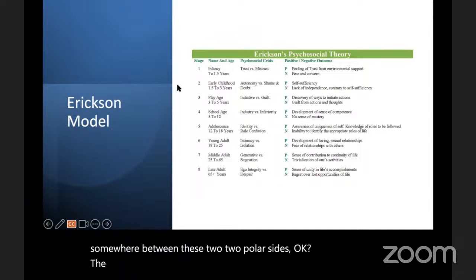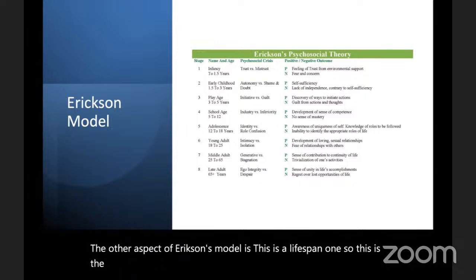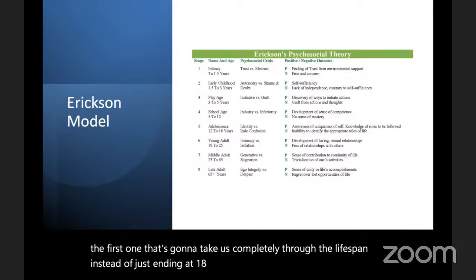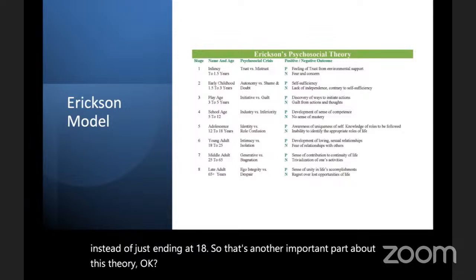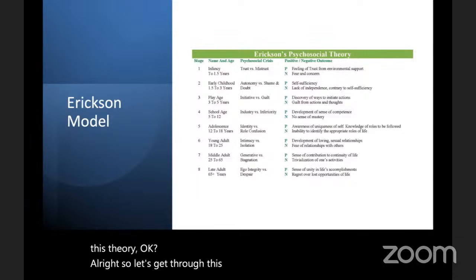The other aspect of Erickson's model is this is a lifespan one. So this is the first one that's going to take us completely through the lifespan instead of just ending at 18. So that's another important part about this theory. Okay. All right. So let's get through this again. She might be boring Tristan since she's the only one that saw it.